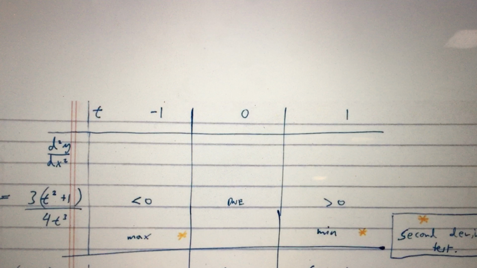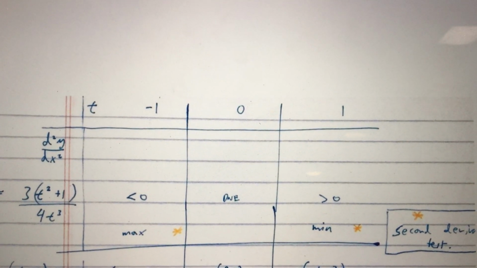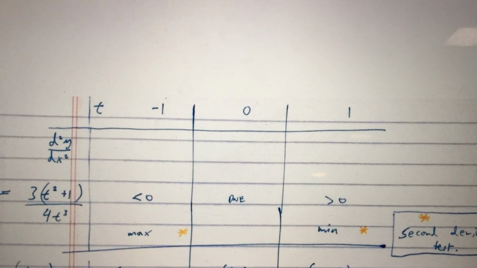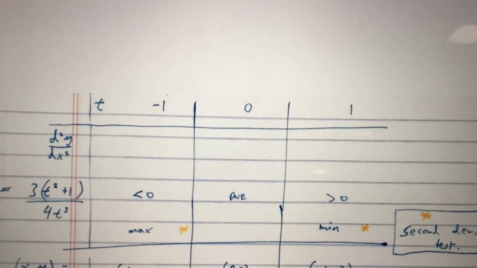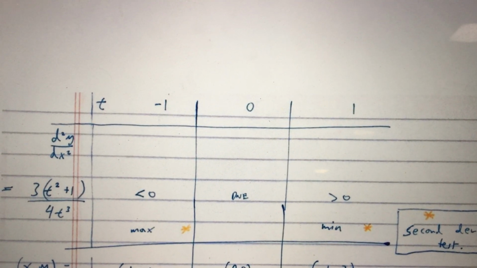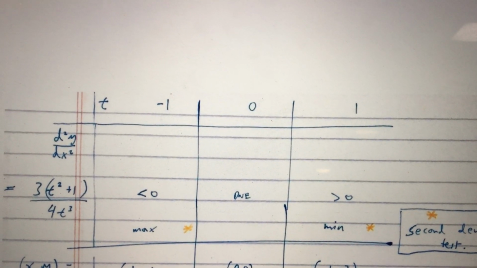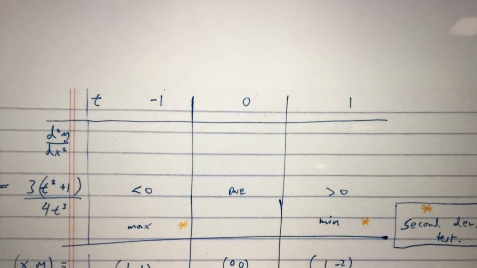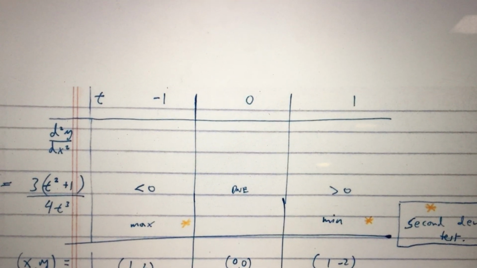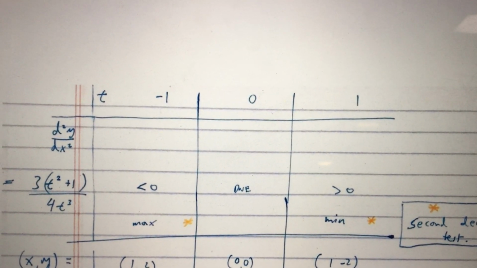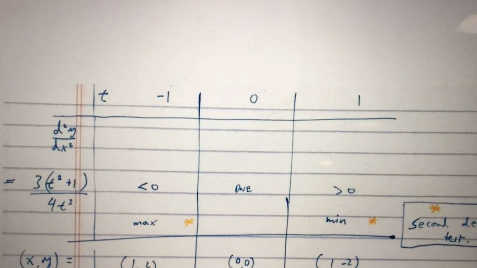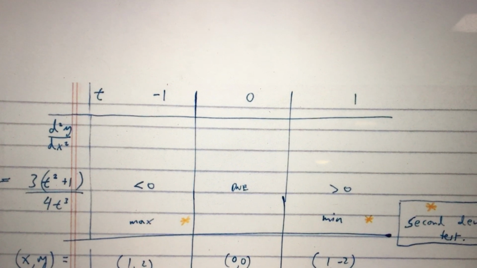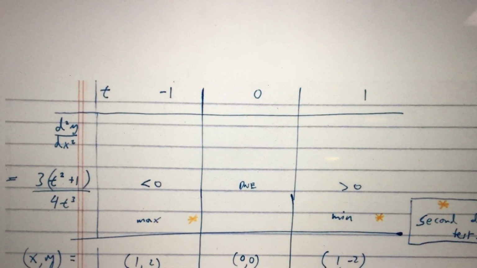And then if you plug in -1, where the derivative was equal to 0, you get 3 times (t squared plus 1), so you get 6 on top, and on bottom you get -4, so that's less than 0. And so that means it's a maximum. If it's less than 0, that's concave up, so it's a max. I'm sorry, I said that wrong: concave down, so it's a max.